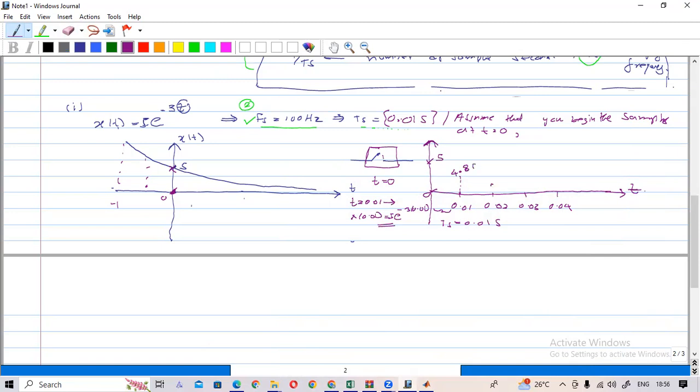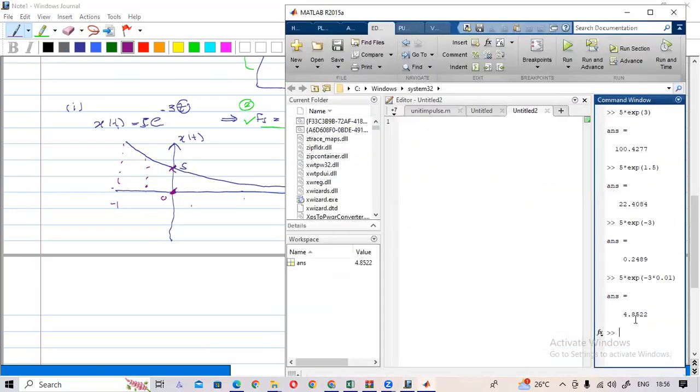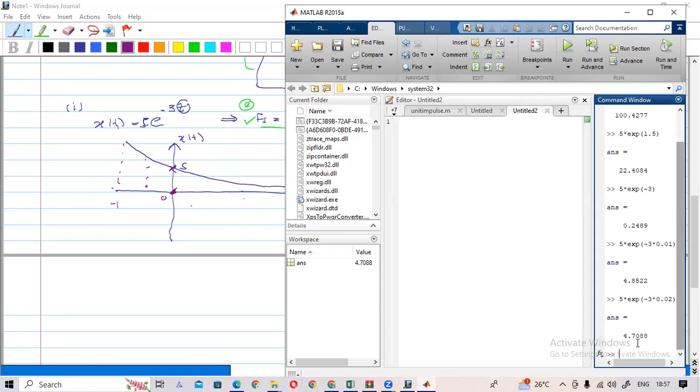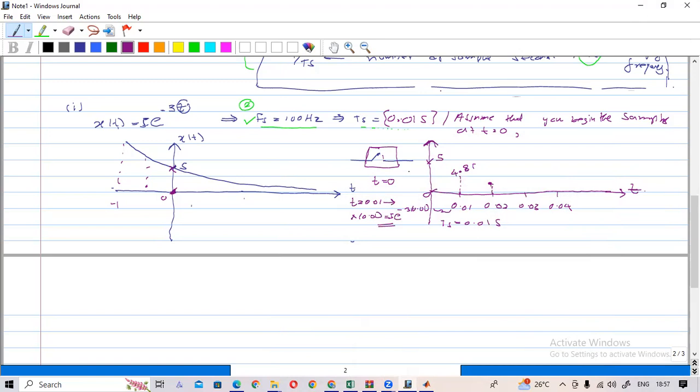Again, this time also you are getting a voltage value, some value. If you want to check that value, again you can use MATLAB. It will be 5 e to the power minus 3 times 0.02. That is the corresponding time value, 0.02. So you will have 4.71 something. So you will have another one, 4.71. And here also you can find the value.